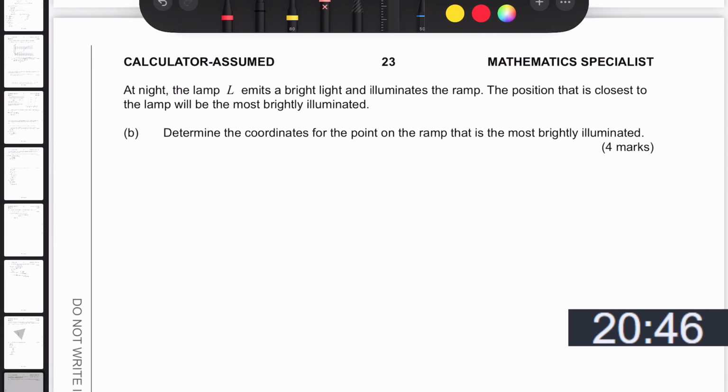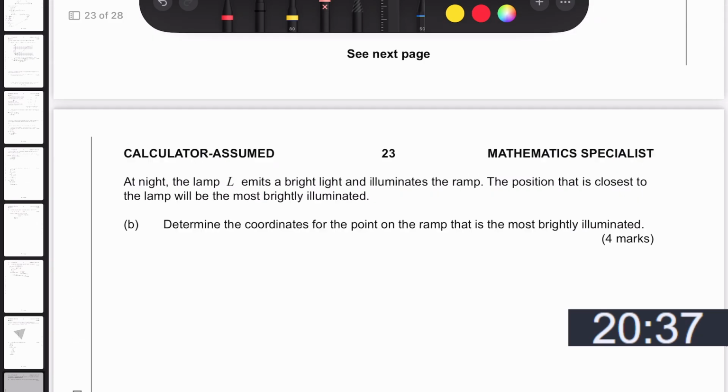Emits a bright light and illuminates the lamp. The position that is closest to the lamp will be most brightly illuminated. Determine the position for the point on the lamp that is most brightly illuminated.